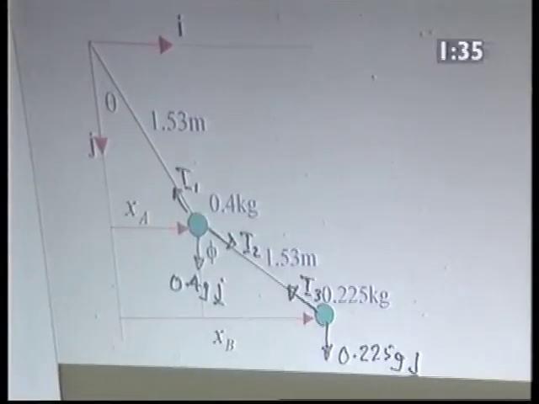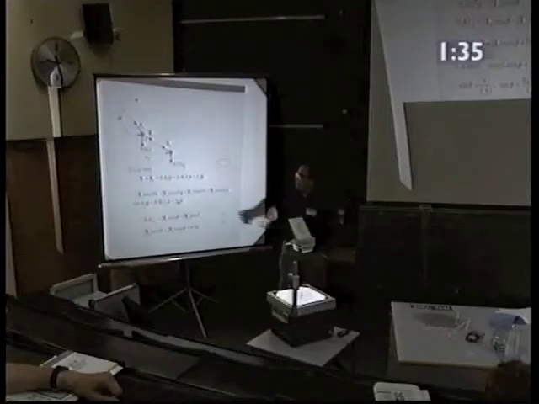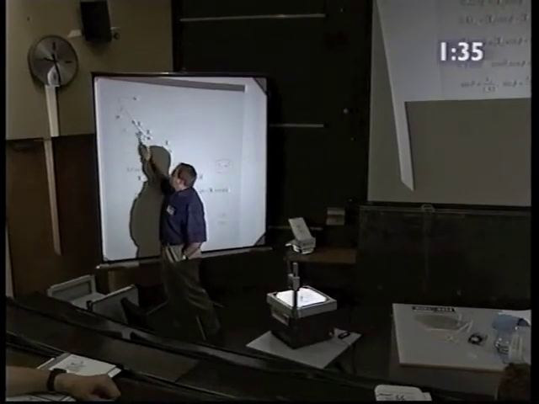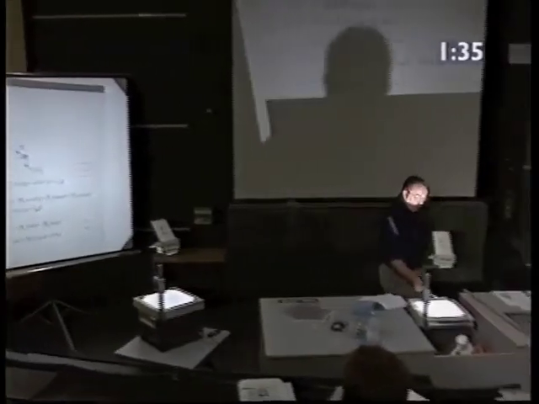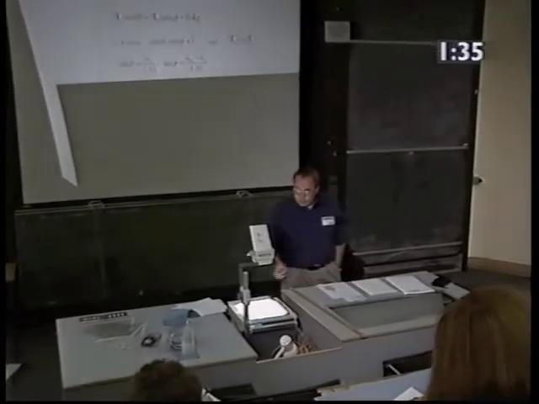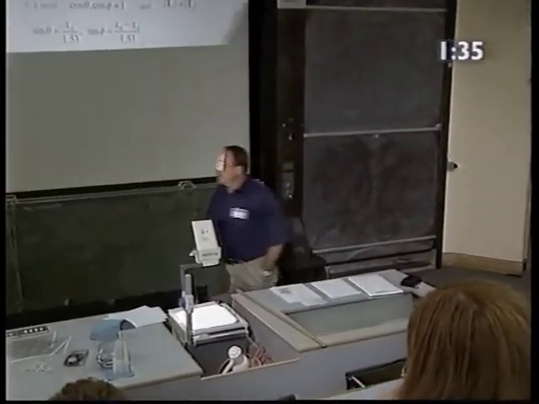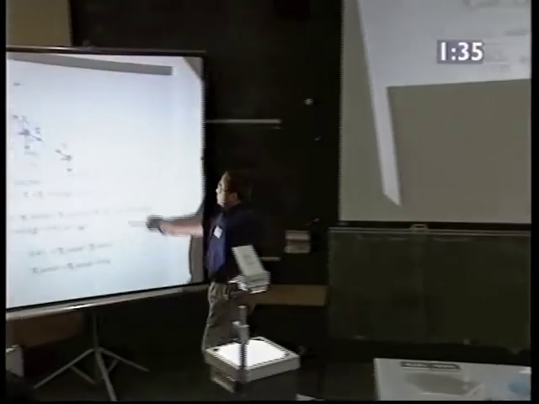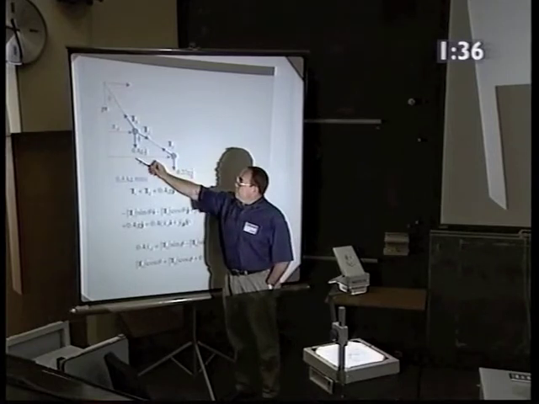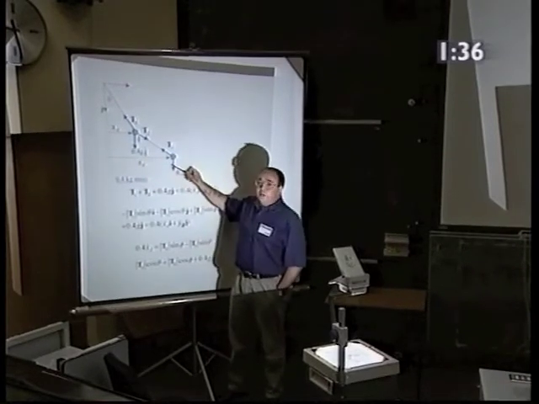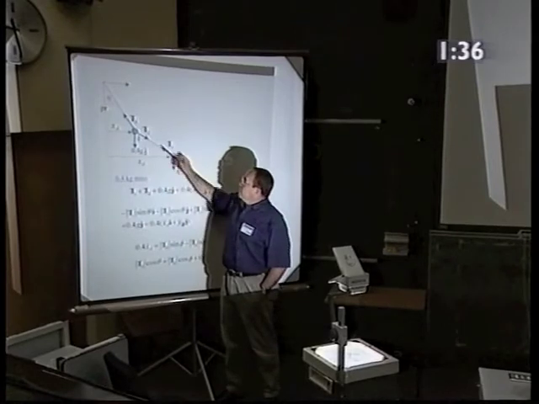The sine terms, if you look at this diagram, sine of theta is XA over the length of the top string, just from that right angle triangle. So that gives me sine theta is XA over 1.53. Sine of phi, the bottom triangle here, sine phi is this distance over the length of this string. So that's the whole distance, which is XB minus XA, divided by that length.